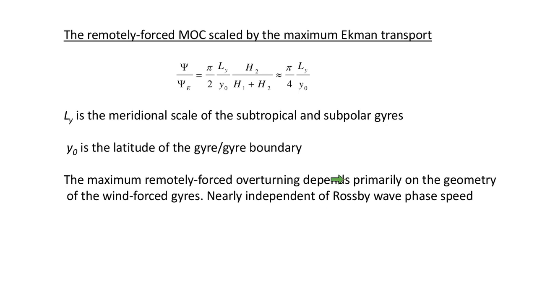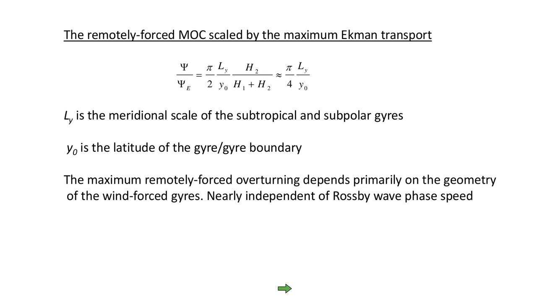If I scale that by the Ekman transport, and if I assume my layer thicknesses are about equal, all it depends on is the ratio of this meridional length scale over which the winds vary to the latitude of the winds. It doesn't depend on beta, it doesn't depend on G prime. The Rossby wave phase speed actually isn't very important. That's buried in here. So that explains why all those calculations I did, those 60-some calculations, all fell on the same curves, because I kept these quantities the same. I was just varying the physical parameters.